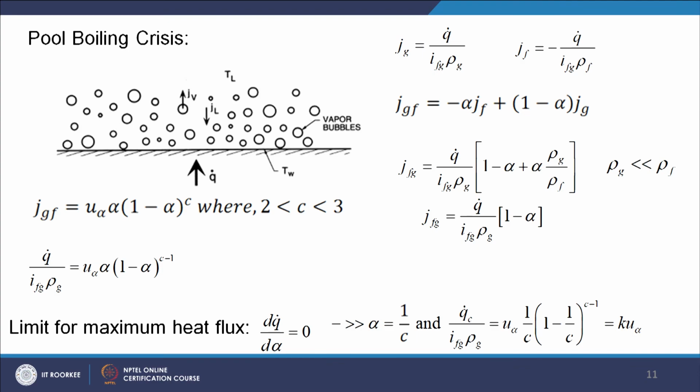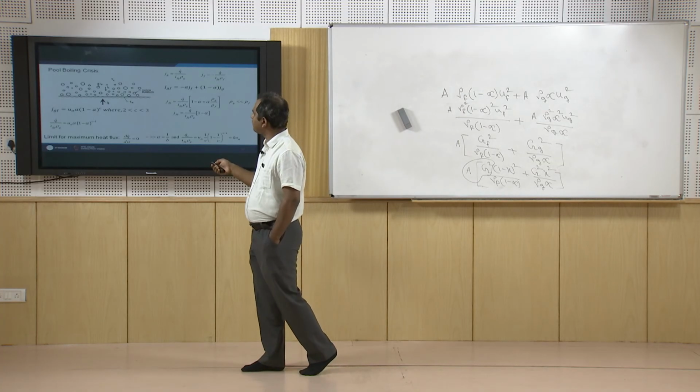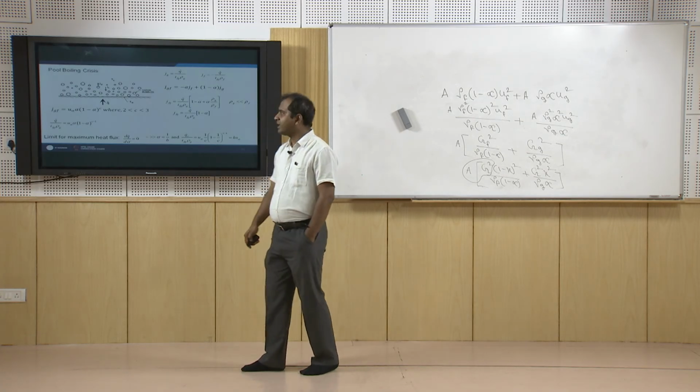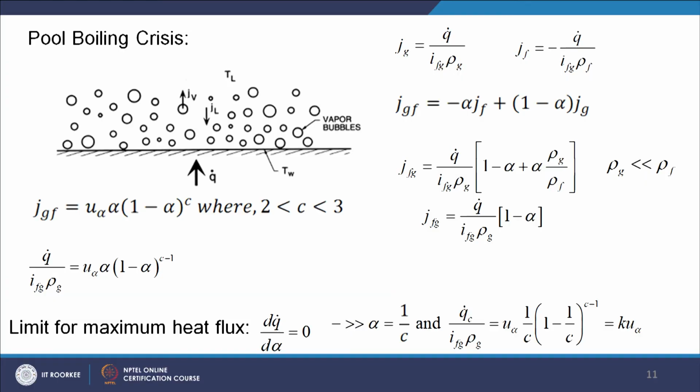Already I know that for this type of free rising bubble, JGF equals u infinity alpha into (1 minus alpha) to the power c, where c is in between 2 to 3. So, we can equate this JGF and this JGF and we will find this equation. Now, to get the pool boiling crisis, we need to maximize the heat flux for a given alpha, so del q dot by del alpha equals 0.